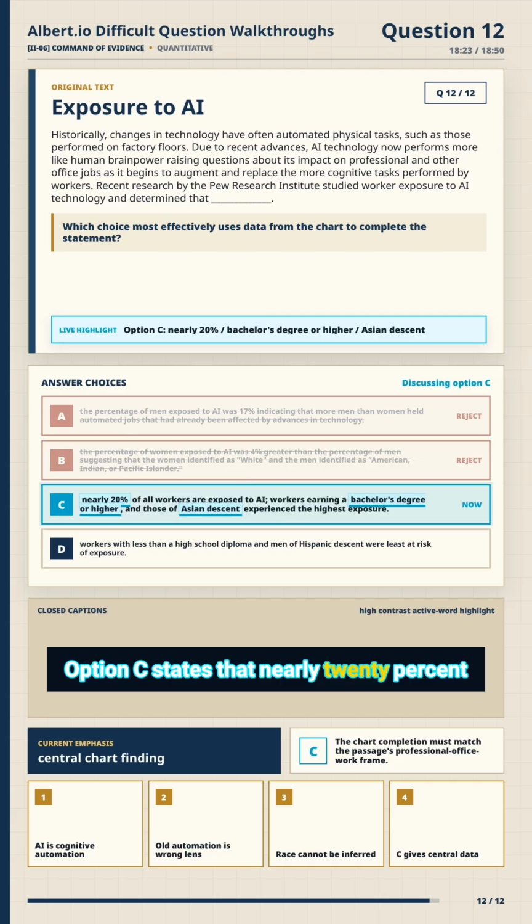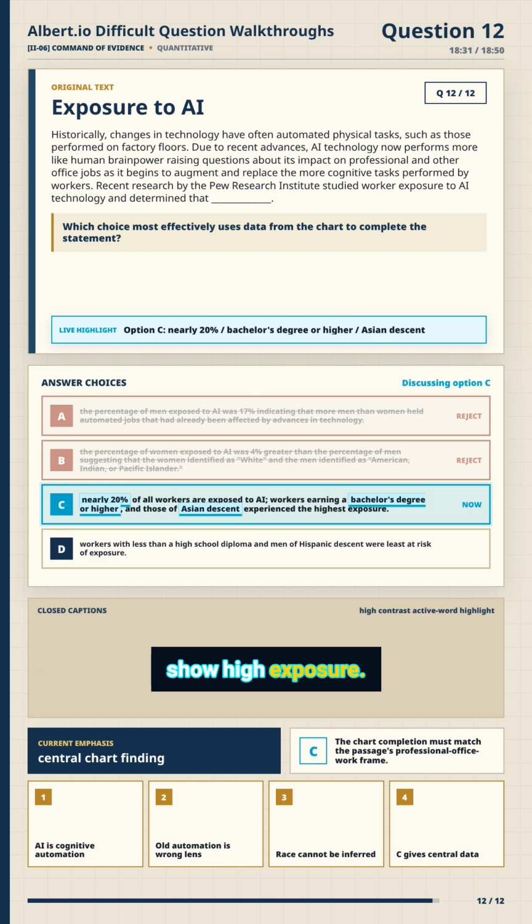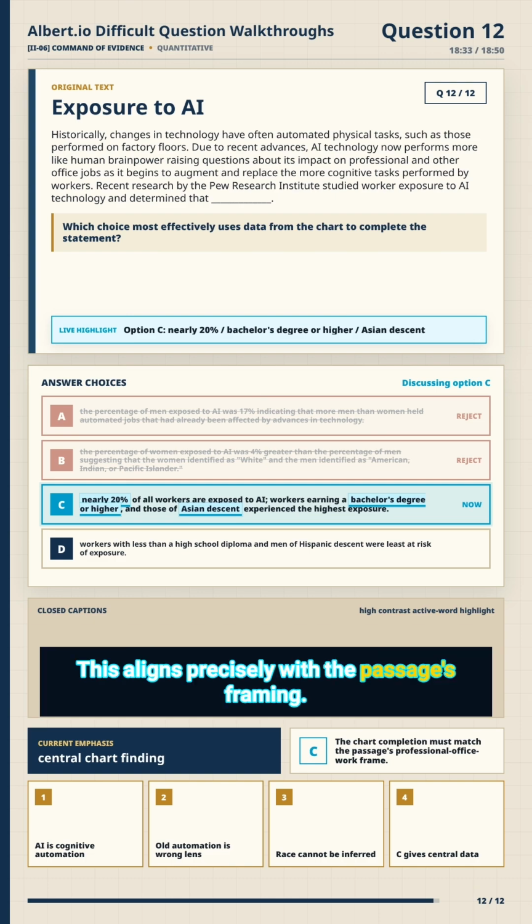Option C states that nearly 20% of all workers are exposed to AI, that workers with a bachelor's degree or higher show the highest exposure, and that workers of Asian descent also show high exposure. This aligns precisely with the passage's framing.